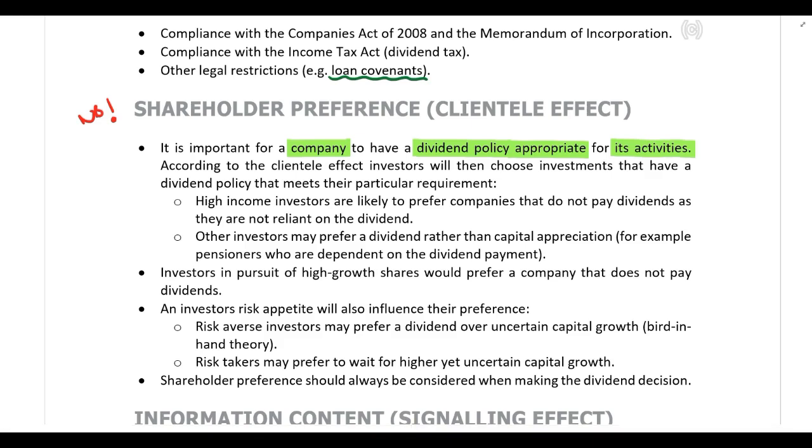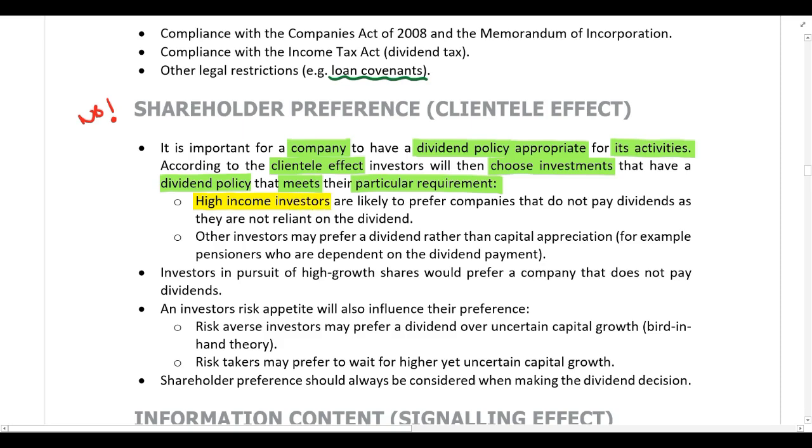On the other hand, you might have a company that doesn't have any investment opportunities, and they decide rather to pay high dividends on an annual basis. So because all companies are different or unique, all companies will have different dividend policies. So each company needs to decide what policy is appropriate for their activities. Then what will happen? According to the clientele effect, investors will then choose investments that have a dividend policy that meets their particular requirements. Because remember, all shareholders have different preferences or different needs.